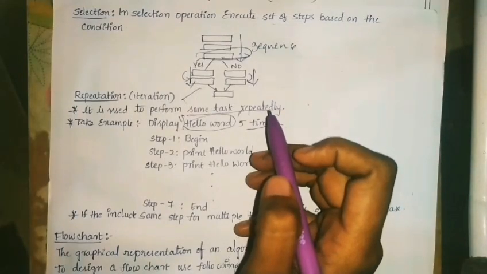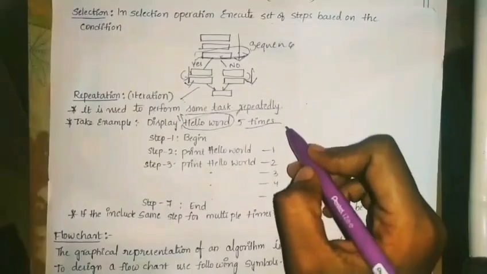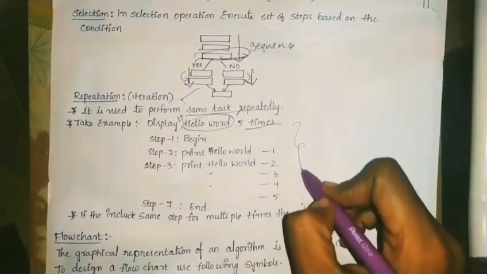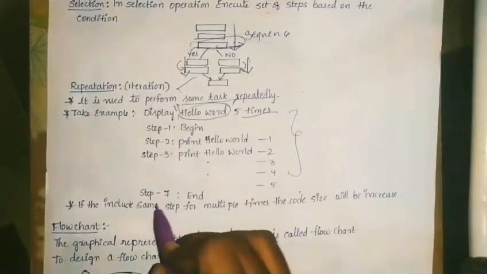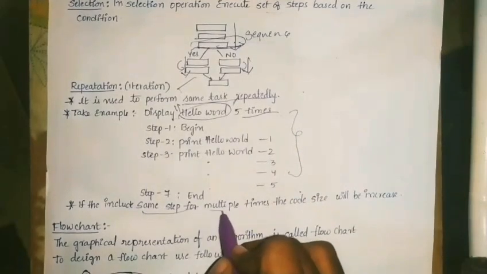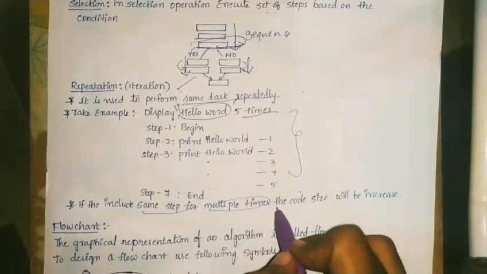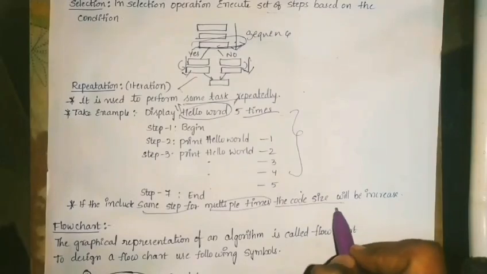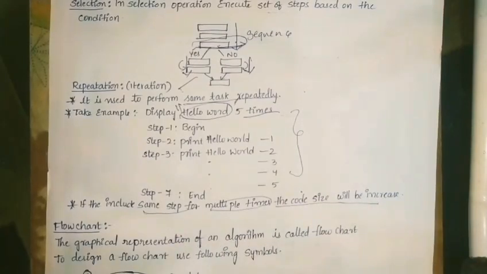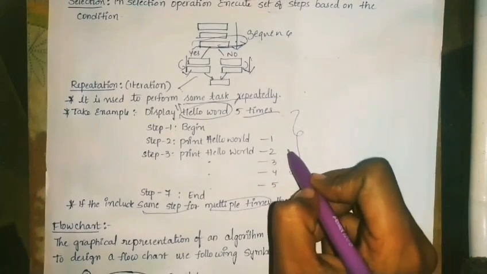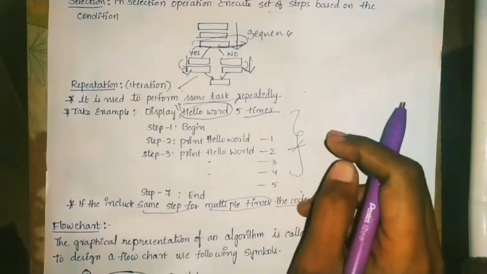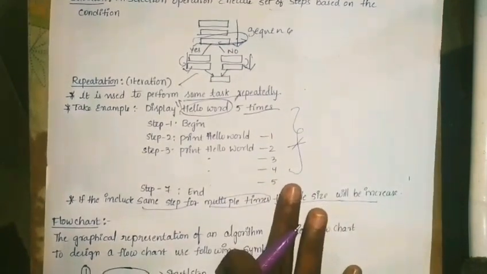For this example, when we want to write the algorithm, it takes so many steps. The same step we have to include multiple times, so the code size will be increased. So repetition in an algorithm increases code size. Next, coming to the flowchart.